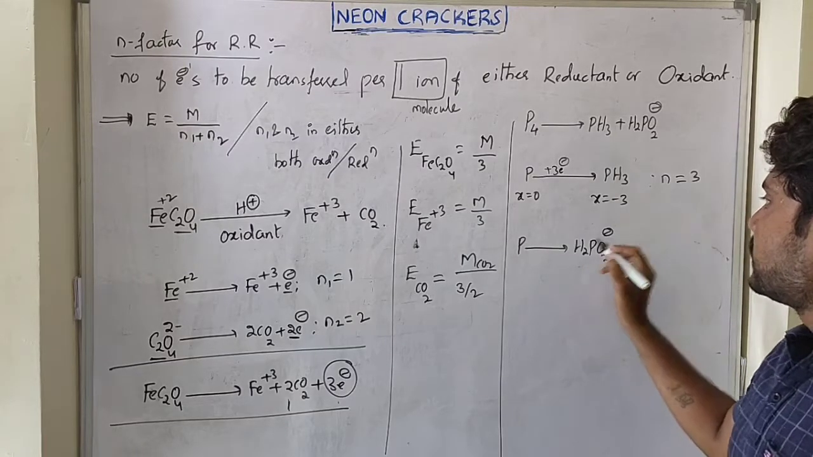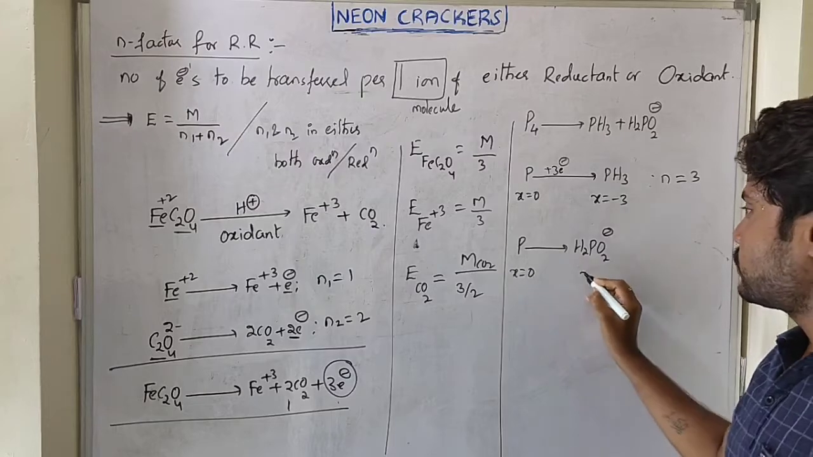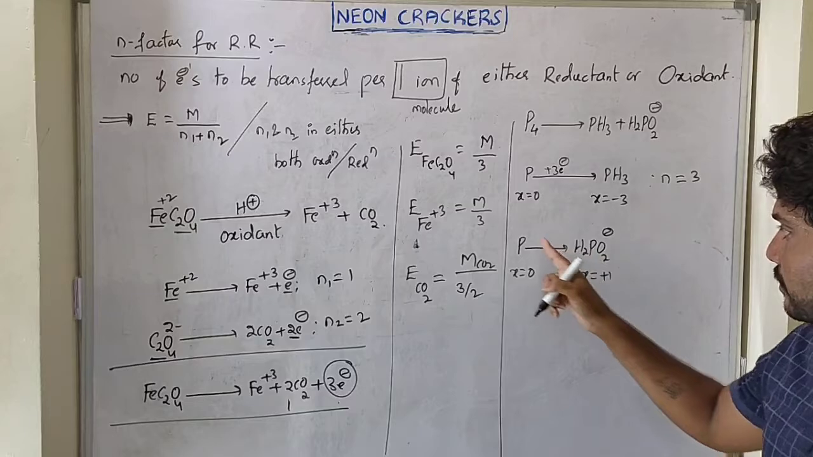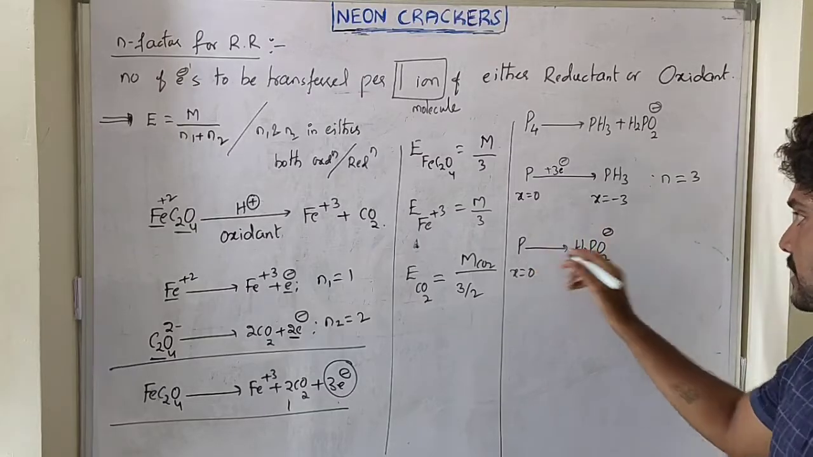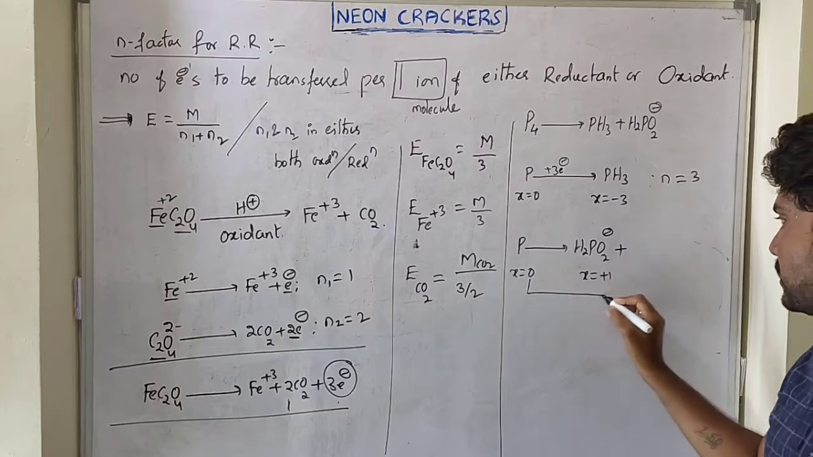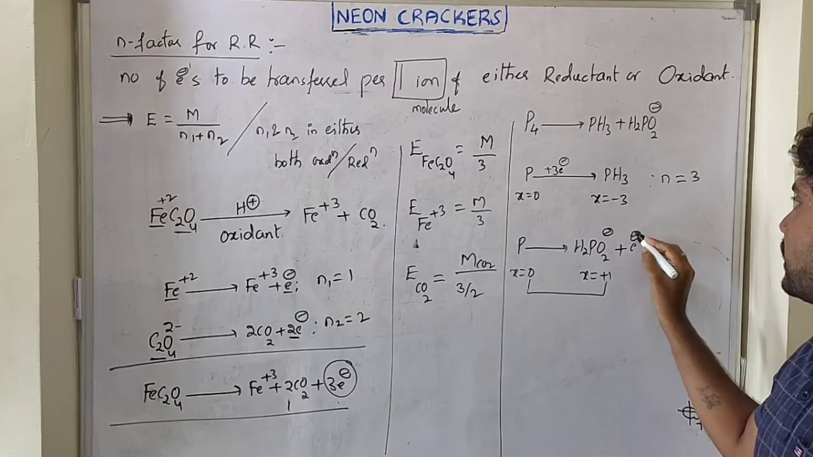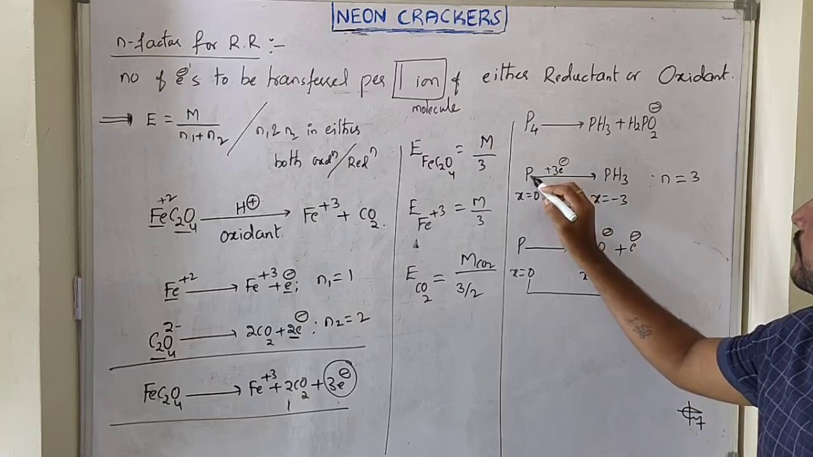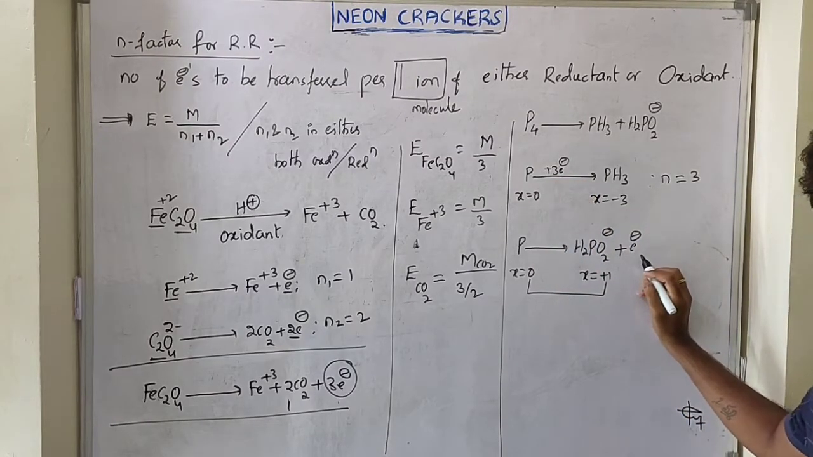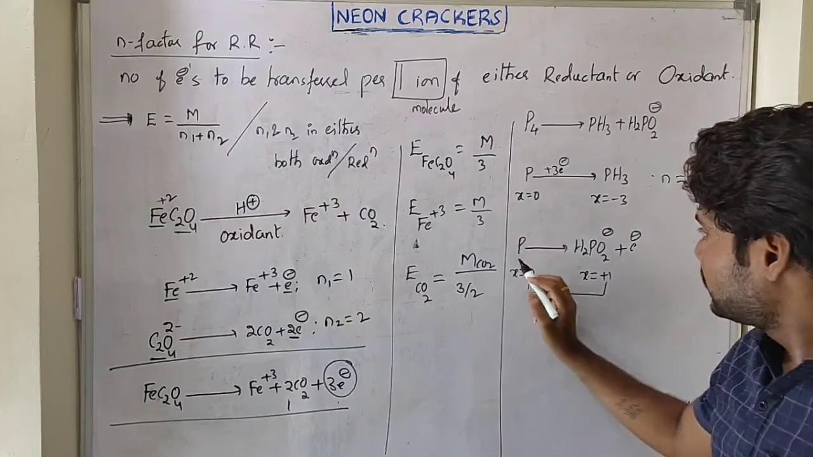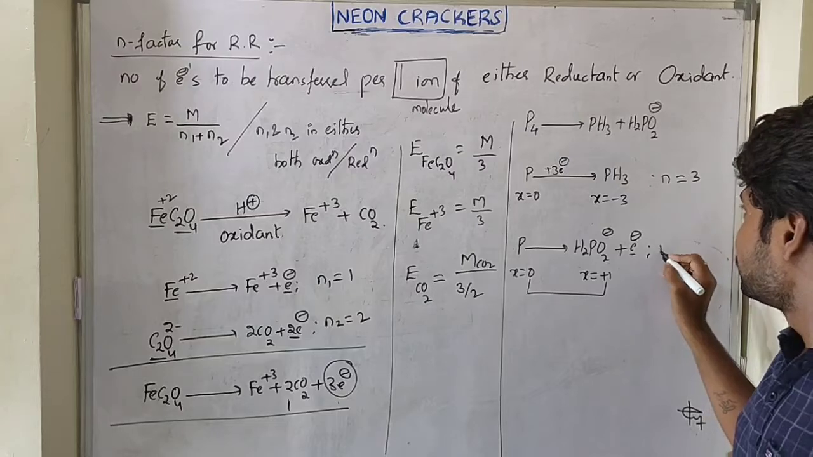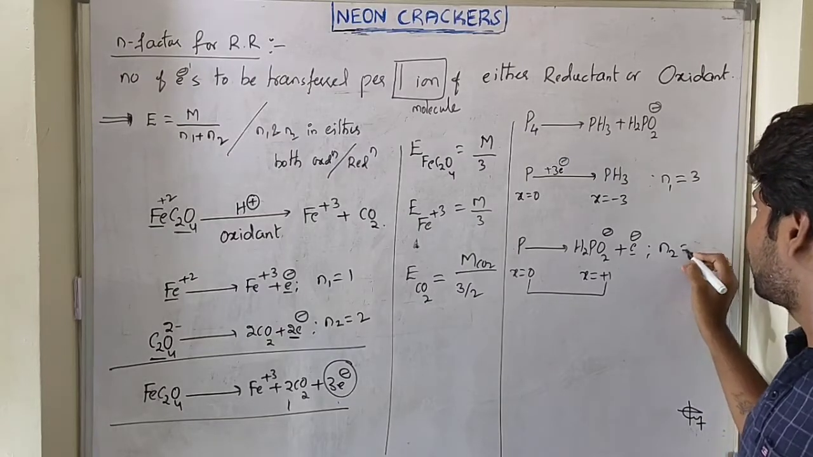Next equation: P to H2PO2 minus. Here x goes from 0 to plus 1, because the same number of phosphorus atoms are there. What is the electron difference here? 1, so you should remove 1 electron. The first reaction is addition of electrons, which is a reduction reaction. The second reaction is removal of electrons, which is an oxidation reaction. Here also per 1 atom the number of electrons is 1. So what is the N factor here?